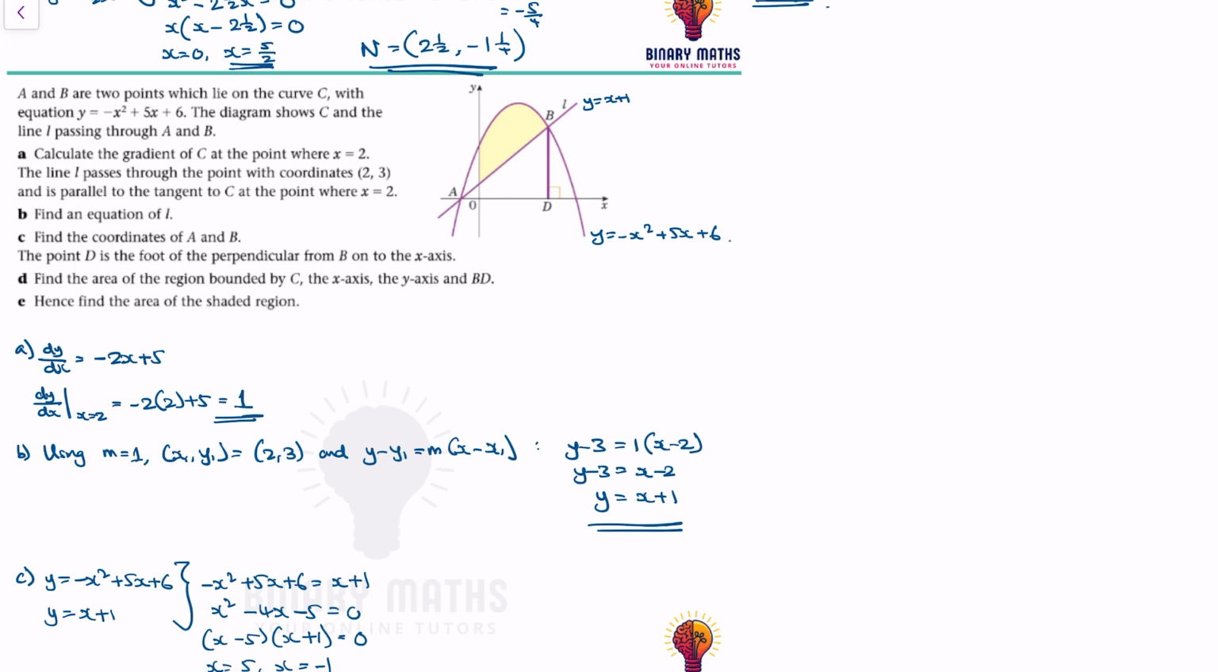Now I need to substitute into the equation for the line, so y is equal to x plus 1. Using y equals x plus 1, when x equals 5, y must be 5 plus 1, which is 6. And when x is equal to negative 1, negative 1 plus 1 is 0, so y is equal to 0. That means A must be (-1, 0), because it's on the x-axis. So A must be equal to (-1, 0), and B must be equal to (5, 6).